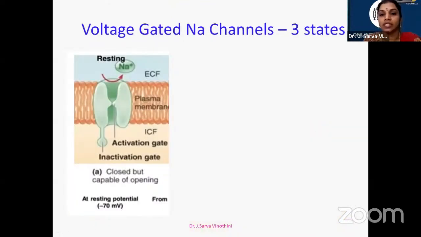This voltage sensitive channel is also there in 3 different states. One is the resting state, wherein the voltage gate is closed, and this is a time gate. This time gate is open. So this is the resting state of this channel. When nothing happens in the plasma membrane, the channel lies in this state. The voltage gate is closed and the time gate is open. So this does not allow the sodium to pass in.